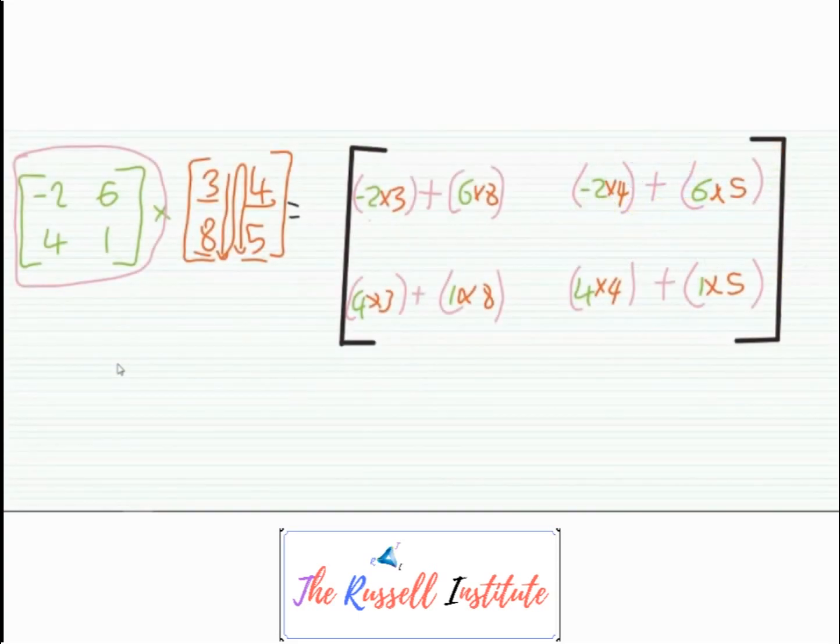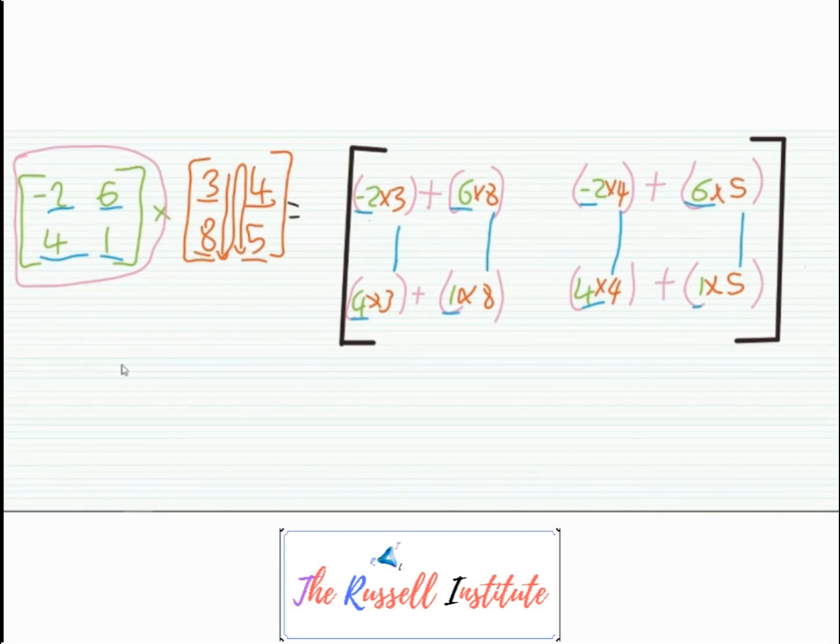Now I make my check, make sure all of these match. 3, 3, 8, 8, 4, 4, 5, 5. Then I make sure that the first numbers match my matrix. -2, 6, 4, 1, -2, 6, 4, 1, -2, 6, 4, 1. And then I'm going to multiply.